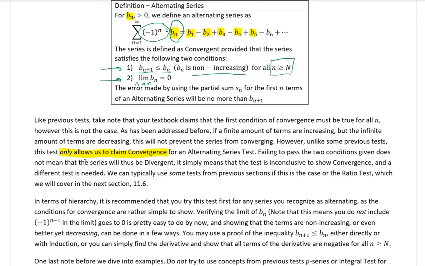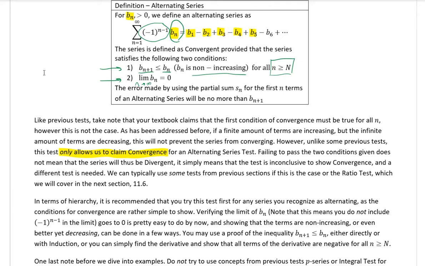In terms of hierarchy, I usually recommend that you test this pretty quick. If you recognize something as an alternating series, go ahead and check the alternating series test to see if you can show that it is convergent from that. If not, then you could check something else. But this test is going to be relatively simple because all you need to show is that it's decreasing and the limit goes to 0. The limit going to 0 is rather simple in most cases.